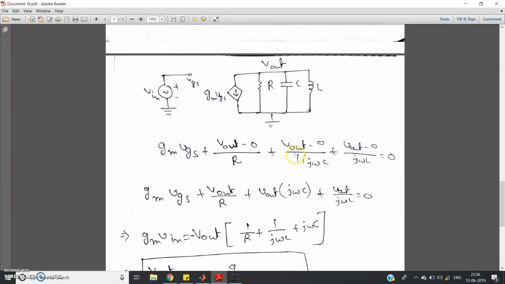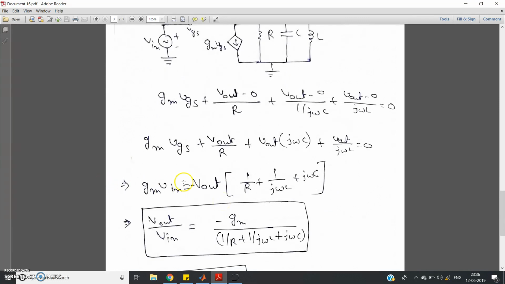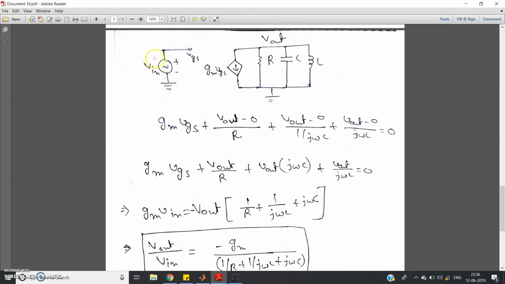Just take j omega C up in the numerator instead of the denominator, and you will get this expression. If you arrange this, you will get gm into VGS, where VGS is equal to V in. In this particular circuit you can clearly understand this. So gm V in equal to minus V out into, I have taken V out common, 1 by R plus 1 by j omega L plus j omega C.